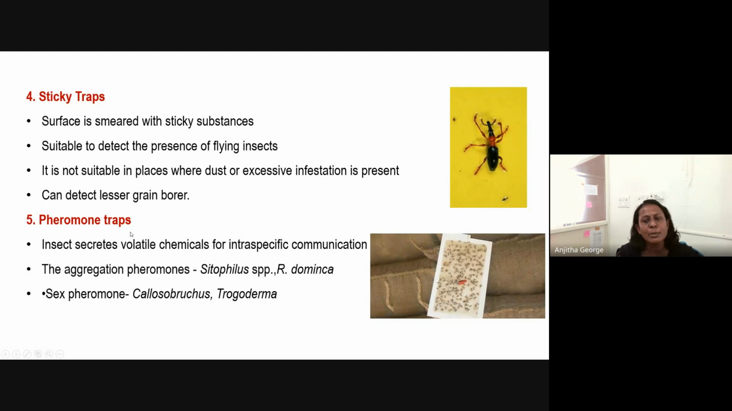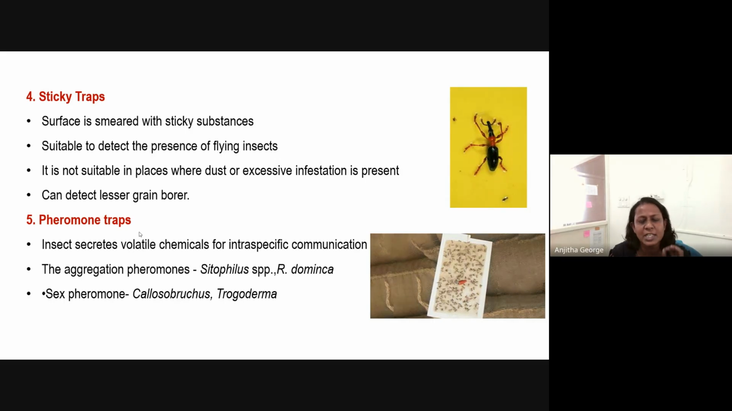The fifth one is the pheromone trap. Mostly when you say pheromone trap, it will be of two types: a sex pheromone as well as an aggregation pheromone. With the sex pheromone, insects of the same species will get attracted and trapped into this pheromone trap, while with the aggregation pheromone, both males and females will get attracted. So that is the difference between these.